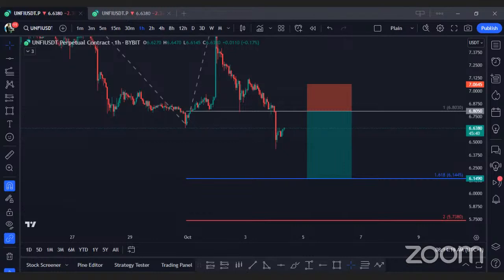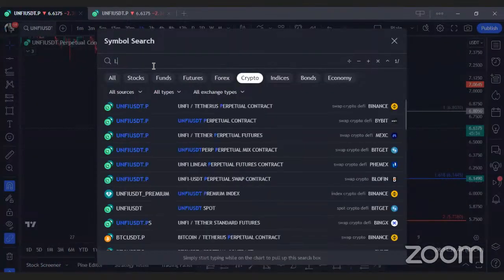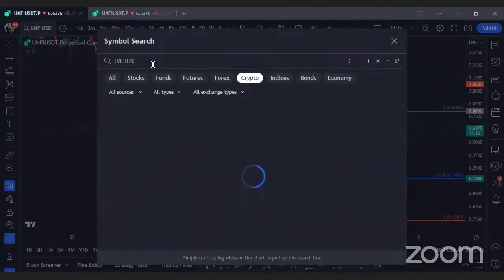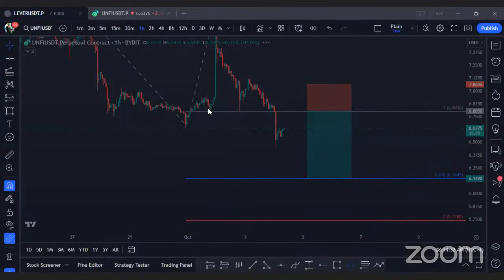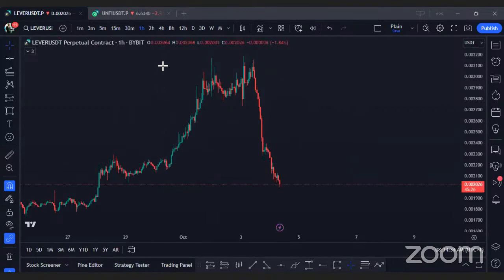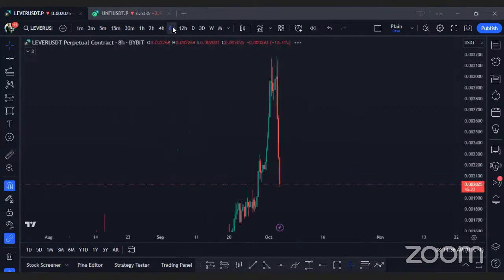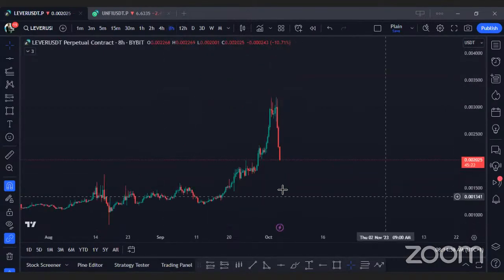Okay, let's look at LEVER, which has been dumping seriously. I don't know, will it come back to life again? So let's see LEVER USDT. For those of you who are in short trades for this particular token, kudos to you. It has been dumping like mad. So what are we looking at for this particular token right now, guys?